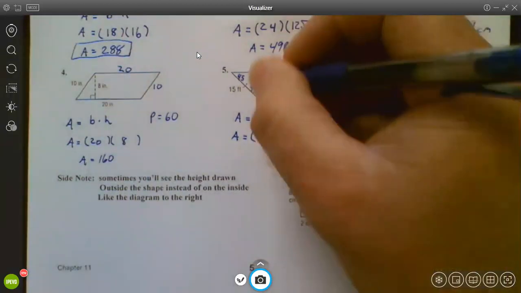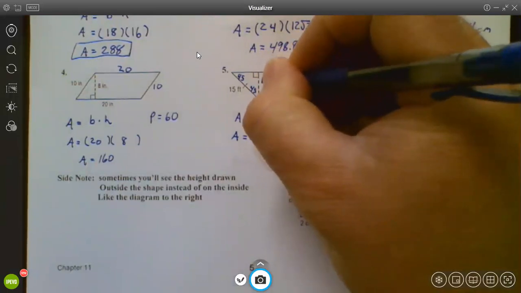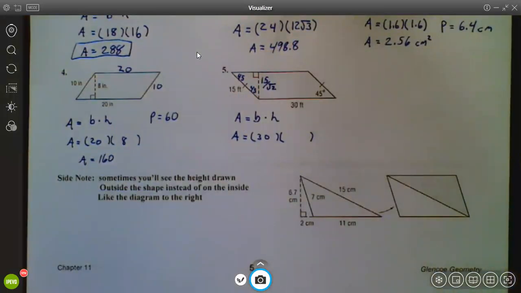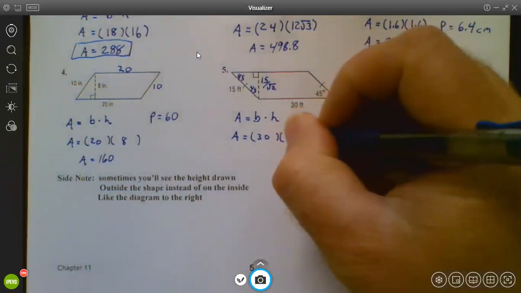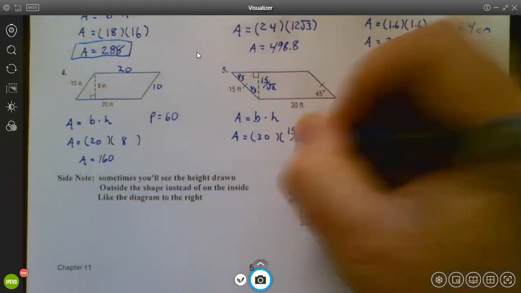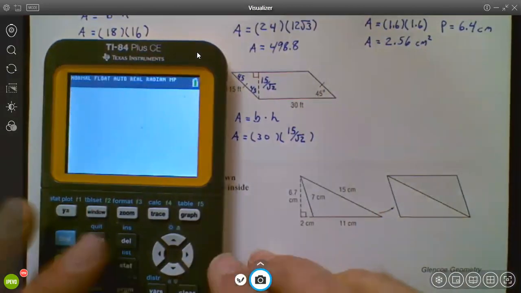So we are going to divide by the square root of 2, which, guys, for this, because these directions say round to the nearest tenth, you don't have to keep this in simplest radical form if the directions don't specifically tell you to do that. So it is okay to just throw this into our calculator at this point and work with the decimal, unless we're directed to do otherwise.